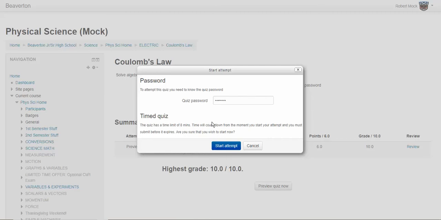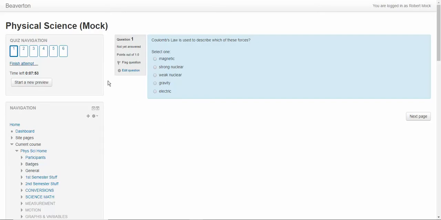Okay, I am going to take the Coulomb's law quiz, and we'll see how easy or how hard it is. When I took it, the first question I got said, Coulomb's law is used to describe which of these forces? Well, we are in the electricity unit, so it makes sense that electric would be the force we're talking about here. Let's see what number 2 is.